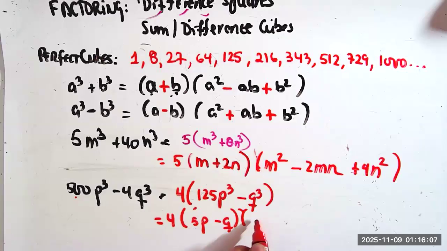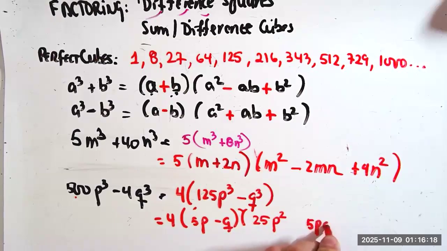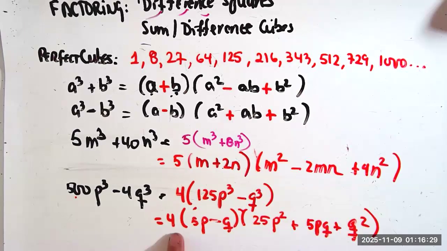Then for the trinomial, 5 times 5, 25p squared, 5p times q, and 1 cubed squared, so that will be q squared. So that's minus, plus, plus. So it is 4 times this binomial times this trinomial. Always recall this trinomial does not factor. Okay, so thank you.